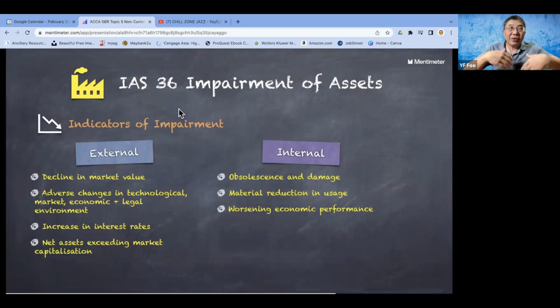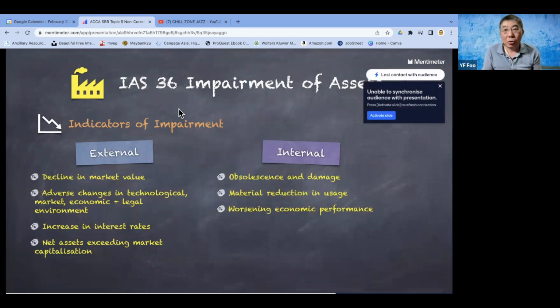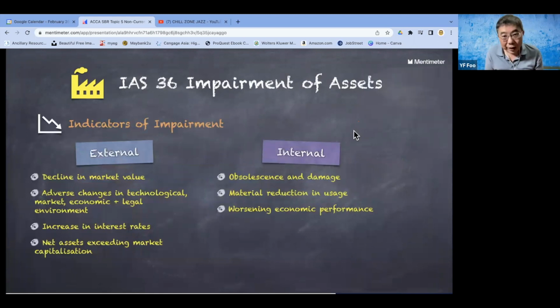Now, you don't jump into doing an impairment. Let me get real. You don't jump into doing an impairment. You actually will look at your environment to see whether there are signs that an impairment has occurred. Only when you see that there are signs that maybe the assets are impaired, then you will go and do calculations, check on certain things to see whether there is actually an impairment or not.